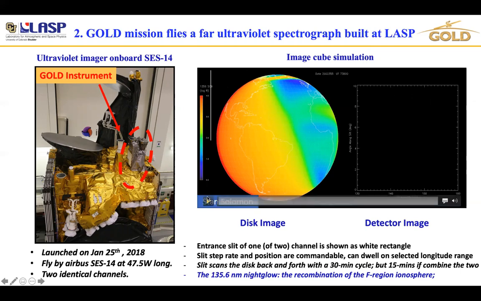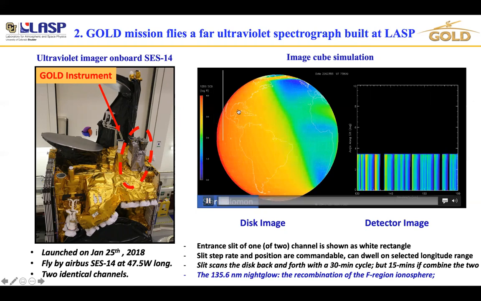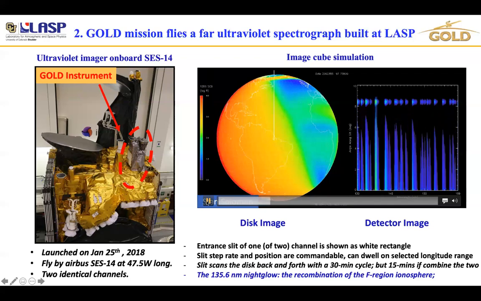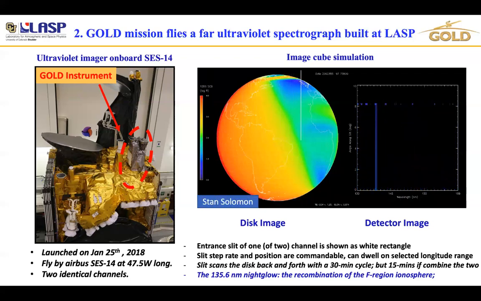Now we come to the animation on the right, which is called the image cube simulation made by Dr. Stan Solomon using his global airglow model. From this animation, you will get an idea of how the GOLD instrument takes spectral measurements from space. First of all, we see the entrance slit scan the northern hemisphere from the west to the east. On the day side, we see where the spectrum comes out. But right across the terminator, everything goes away except 1356. After the northern scan, the slit scans back over the southern hemisphere from the east to the west.